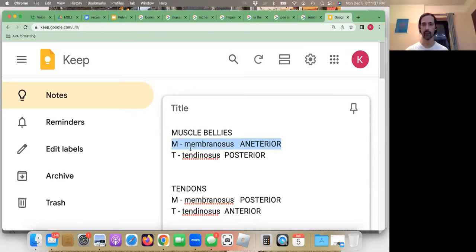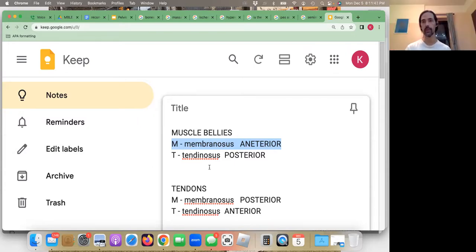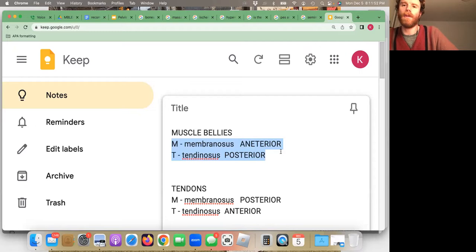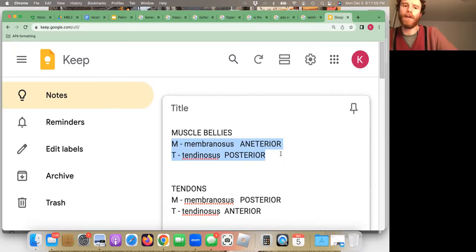Which one comes first in the alphabet? Just humor me so I can see. Membranosus. M for membranosus. Which muscle belly is in front, membranosus or tendinosus? Membranosus. Which muscle belly is more in back? Tendinosus is posterior. That's right.